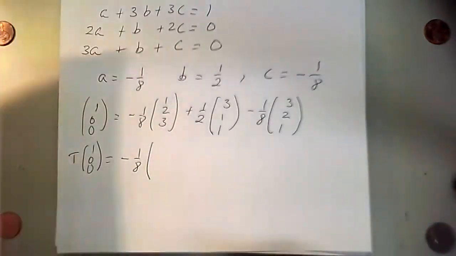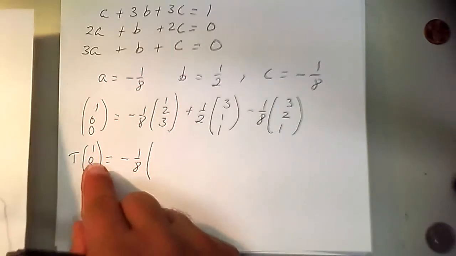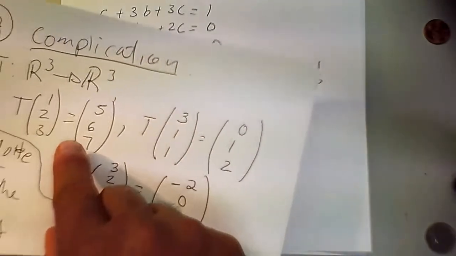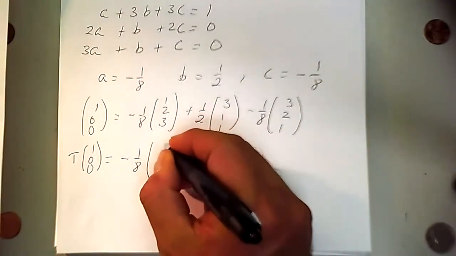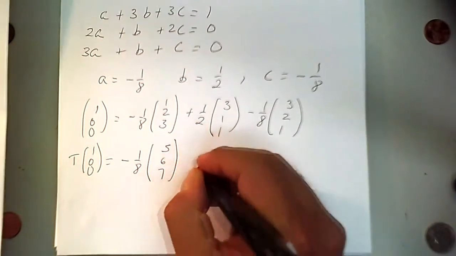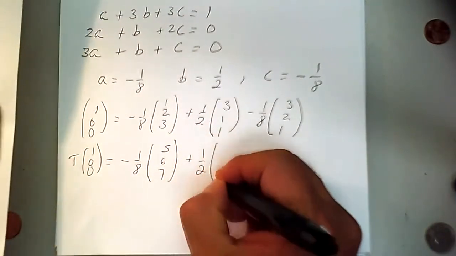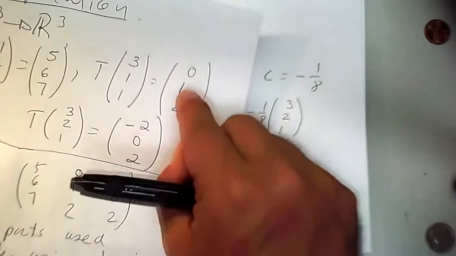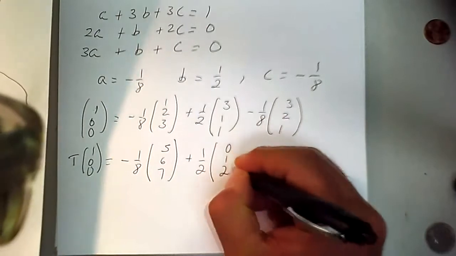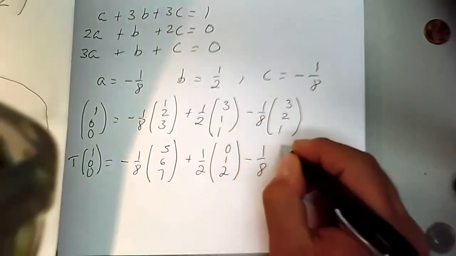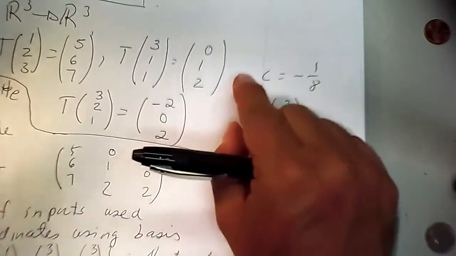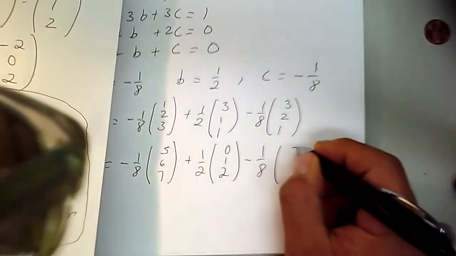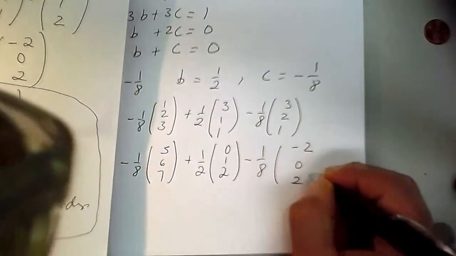we can write the output of 1, 0, 0. It is going to be negative 1/8 of the output of 1, 2, 3, which is 5, 6, 7, plus 1/2 of not 3, 1, 1, but the output of 3, 1, 1, which is 0, 1, 2, minus 1/8 of the output of 3, 2, 1, which is negative 2, 0, 2.